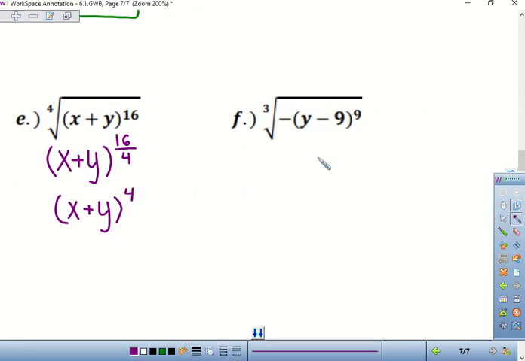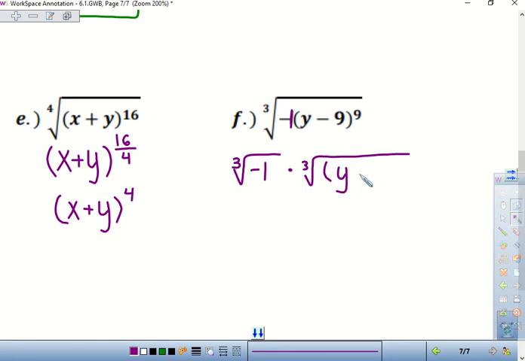Okay. This one here is really just the product of negative 1 times y minus 9 to the 9th power. So I'm going to rewrite it as the third root of negative 1 times the third root of y minus 9 to the 9th power.